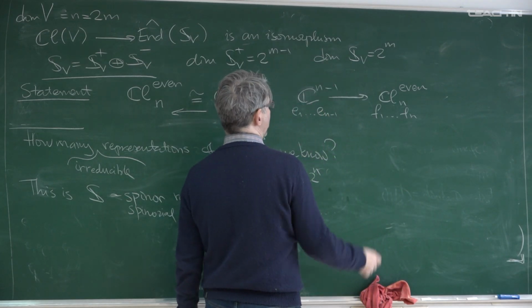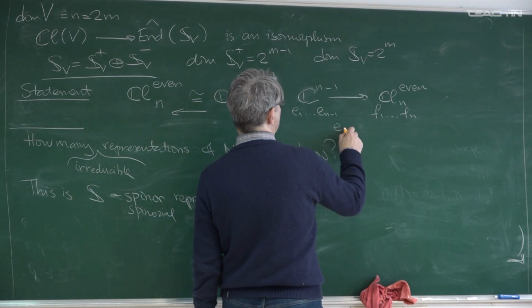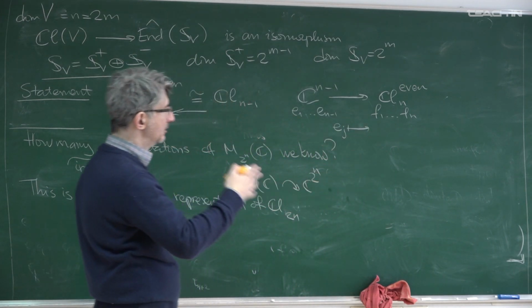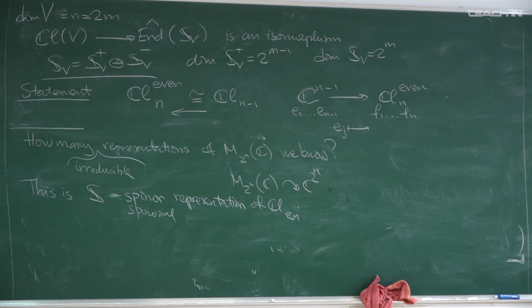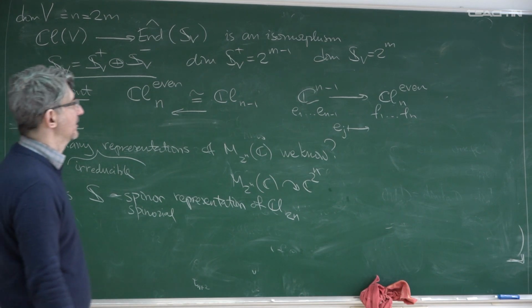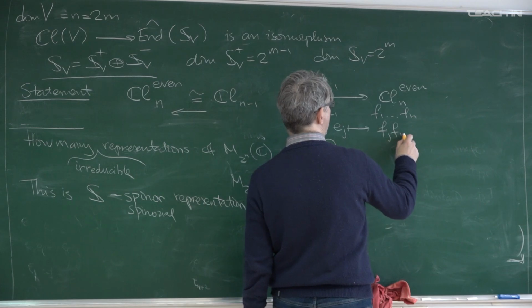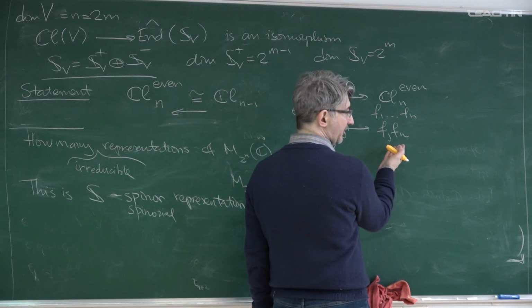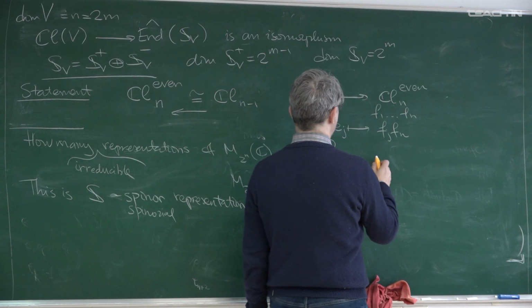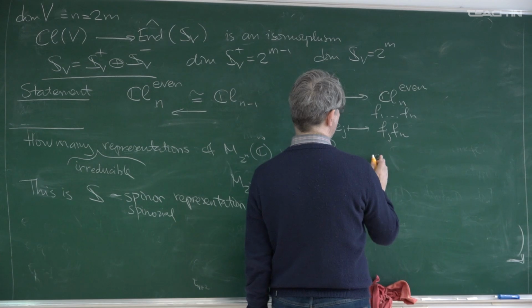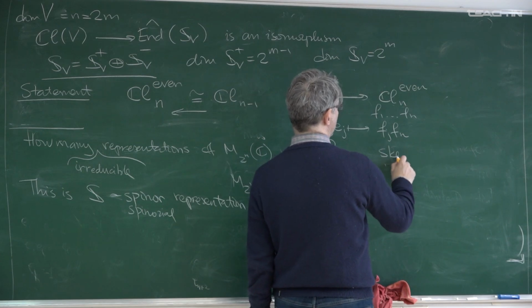What do I need to do? I need to send e_j to some even element in the algebra on the right-hand side. Make your choice. e_j goes to f_j f_n. This guy is even, obviously. Now let me check, what do we need to check? We need to check skew commutativity.